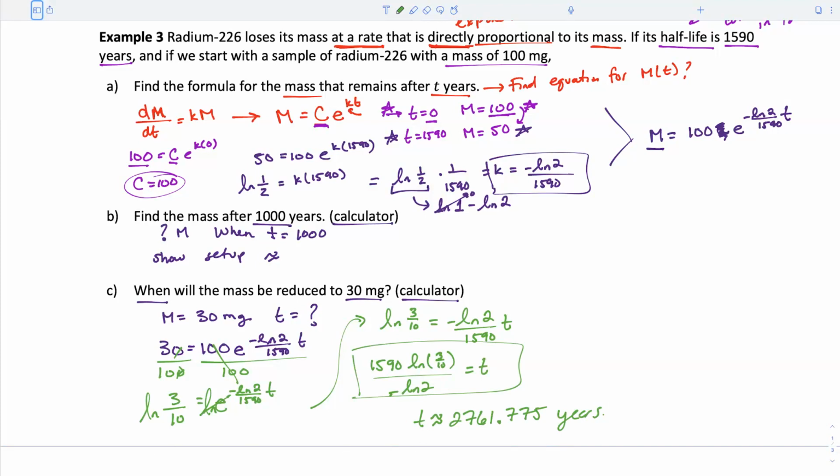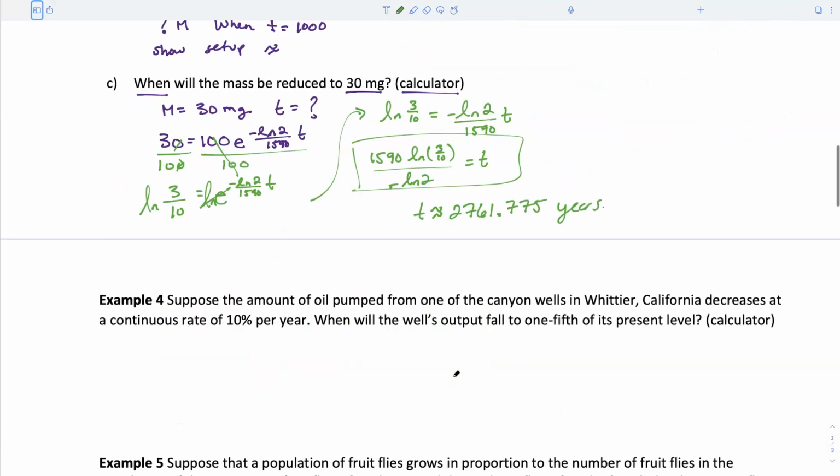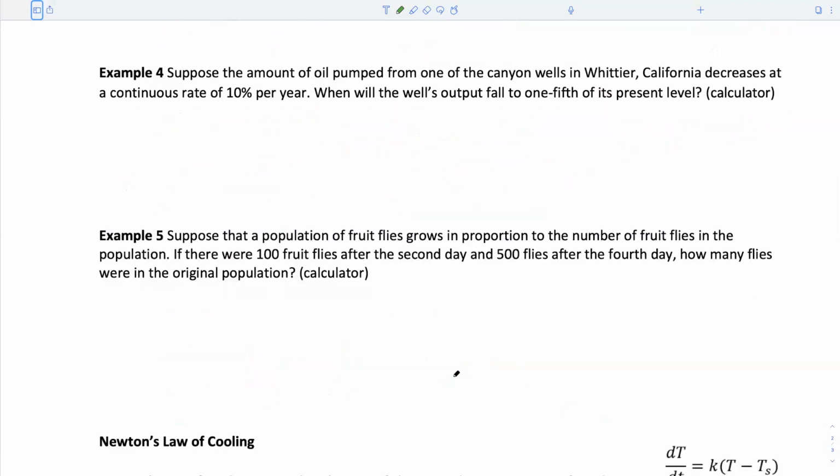All right, example 4 is now with oil. Okay, I thought it was money. Suppose that the amount of oil pumped from one of the canyon wells in Whittier, California decreases at a continuous rate of 10% per year.